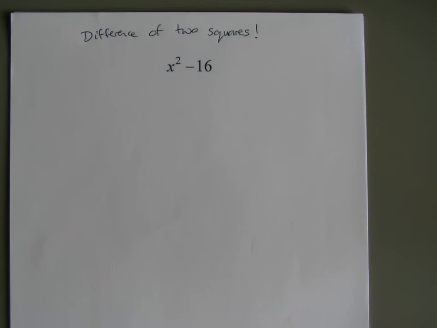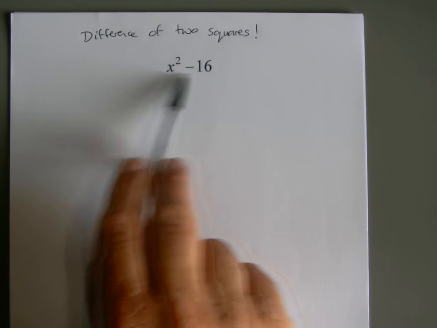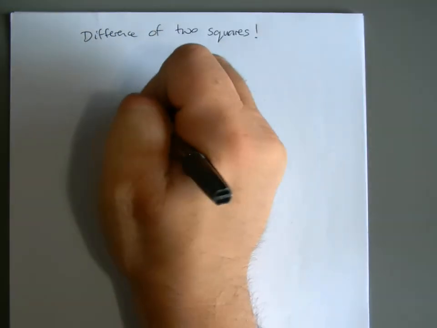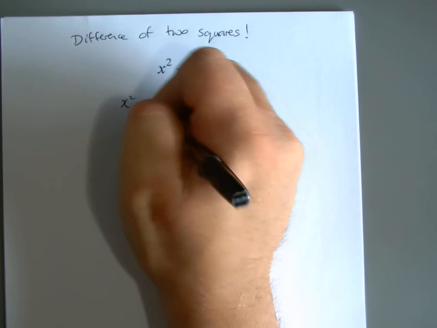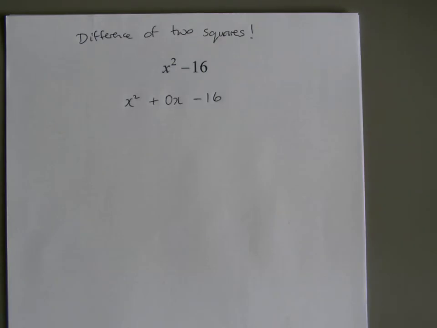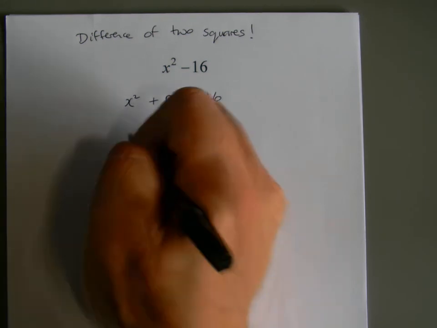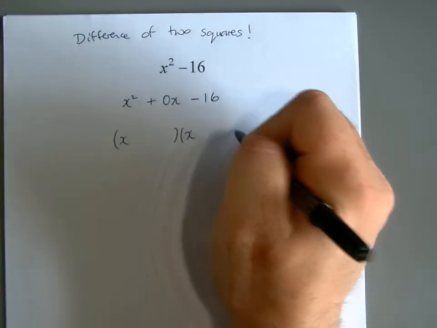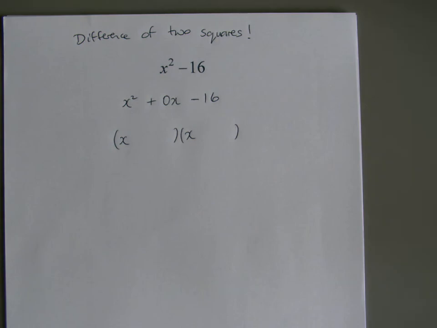However, for the first one, I'll show you how we can do it quickly and why it works. What I want you to think of is this two-term quadratic as a three-term quadratic. So we could write it as x squared plus 0x minus 16, because there's no x term there, so it's 0x essentially. When I go about factorizing this, I would put x in both brackets, because x multiplies out to give x squared with the first step.